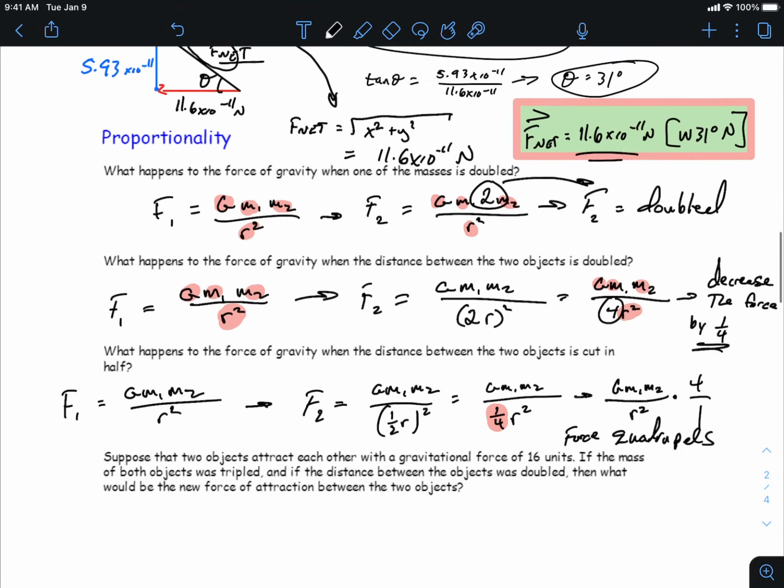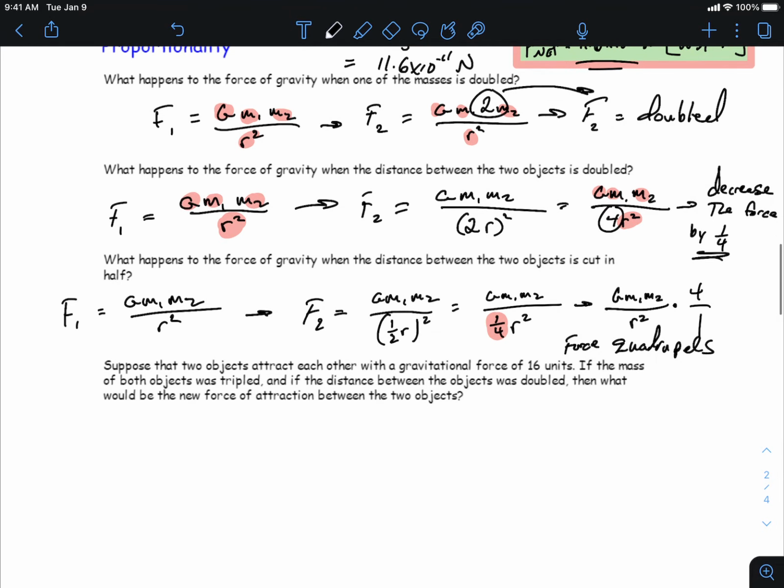Something like that. I don't know. Anyway, it's 4 times as big.